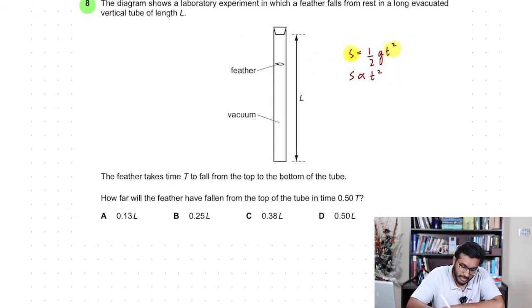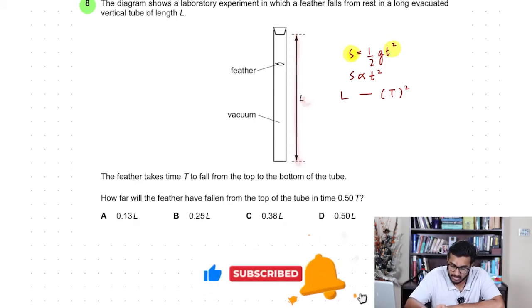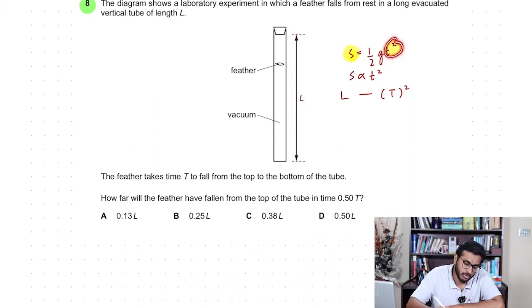So for example, if I say the distance was L and the time it took to fall the entire length of the tube was capital T, what distance will it travel if the time was only 0.5 times of T?